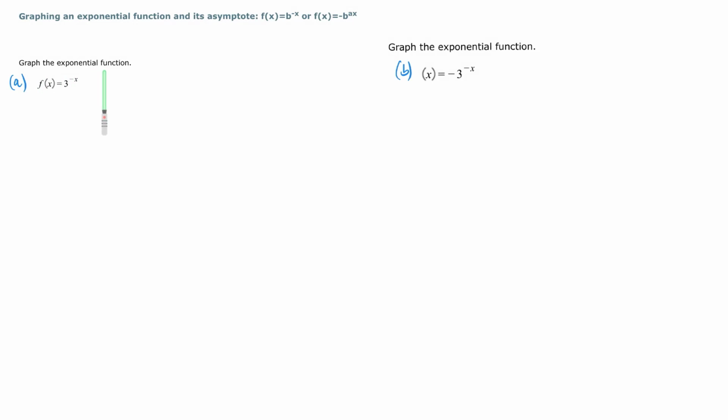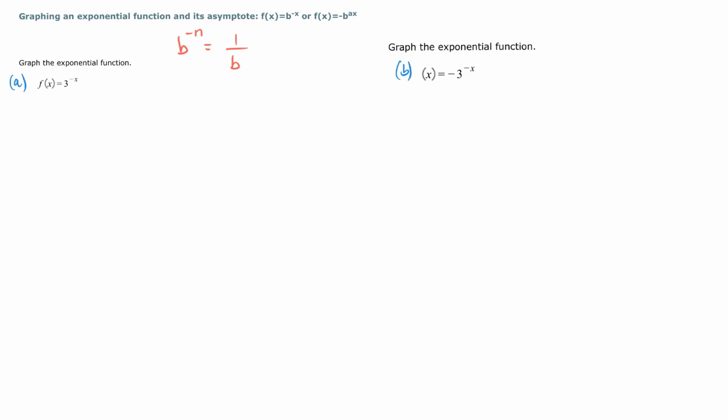Let's graph this exponential function, f of x equals 3 to the opposite of x. First thing we're going to do is recall an old exponent property: b to the opposite of n is really equal to 1 over b.